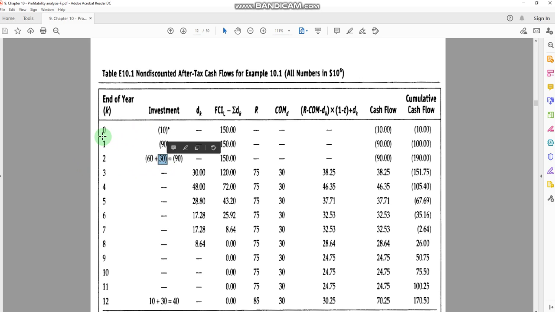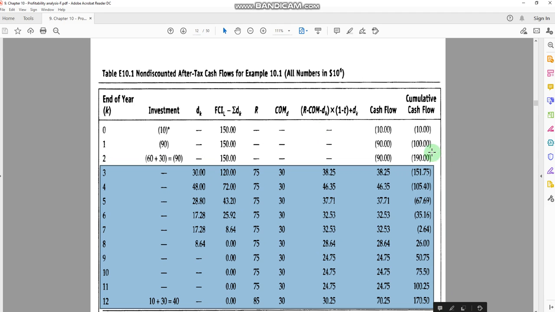So in year zero we spent $10 million. In year one we spent $90 million as a fixed capital investment. In year two we spent $60 million as a fixed capital investment, and $30 million as working capital. So that makes $90 million. Now at the end of year two we can start the production.